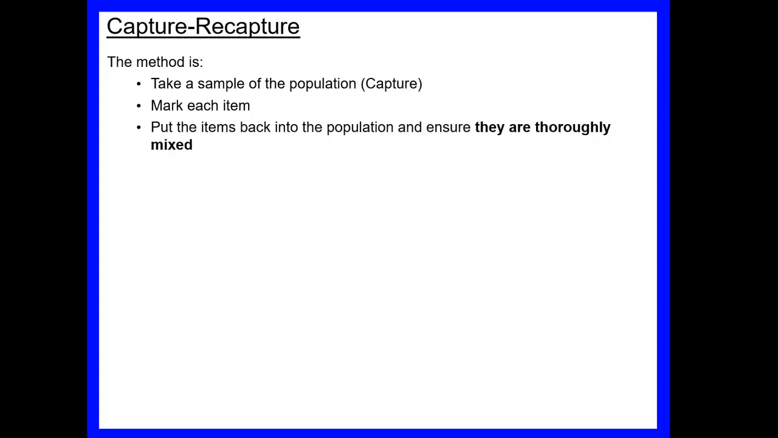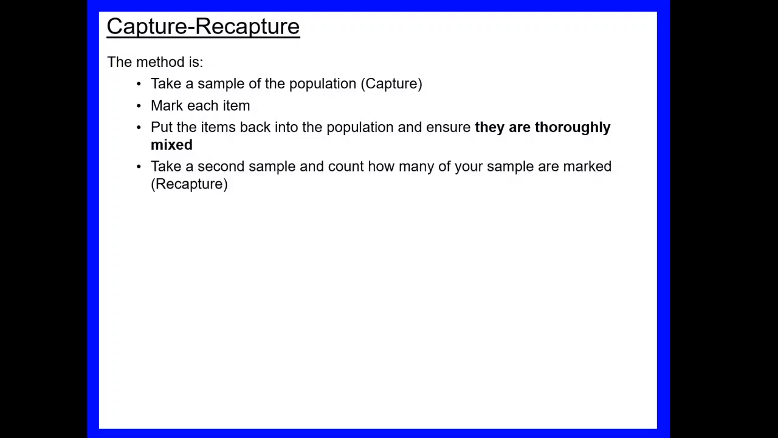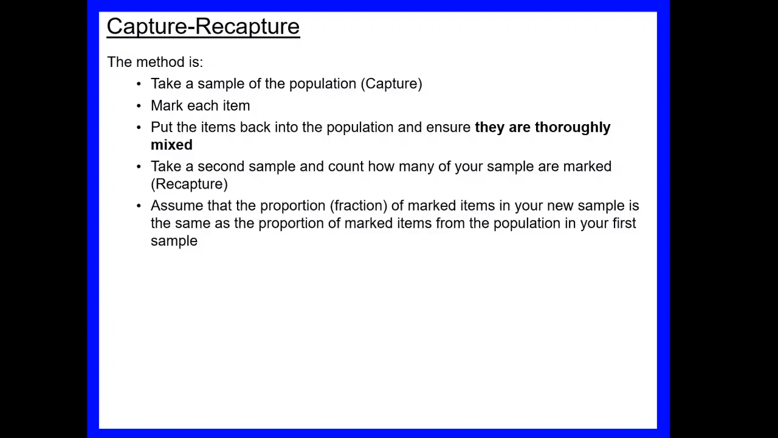Okay, so the method then, the steps we need to go through. We need to take a sample of the population, so we capture a group from that population. We're going to mark each item. We're then going to put them back into the population and make sure they're thoroughly mixed up. That's really important that they've mixed back in with their original population. We're then going to take a second sample and count how many are marked. So that's our recapture. And we're going to assume that the proportion, the fraction of the ones marked in the new sample is the same as the proportion of the marked ones from our first population.